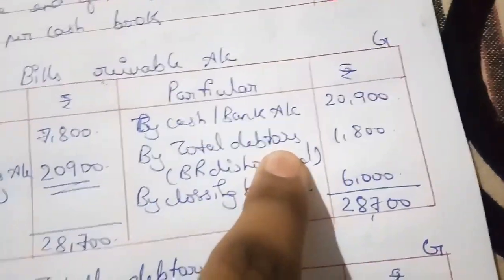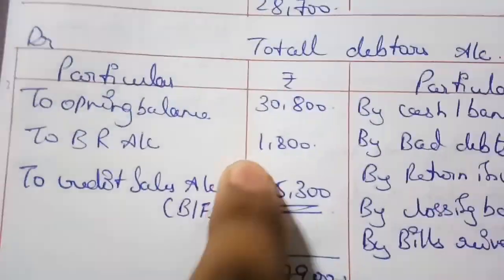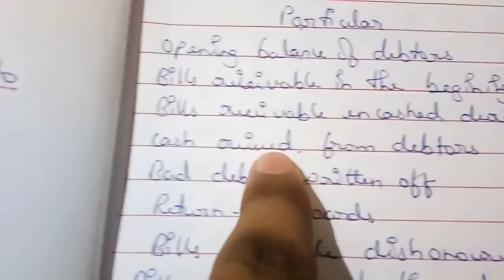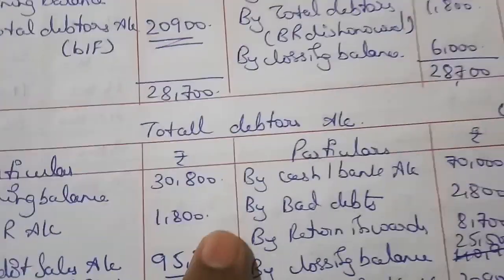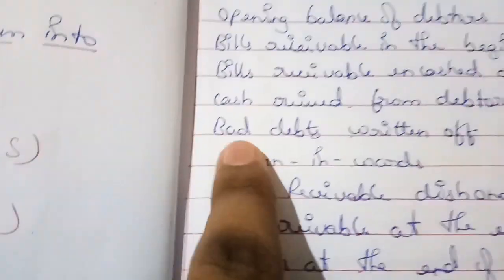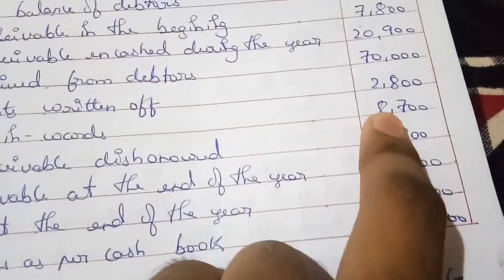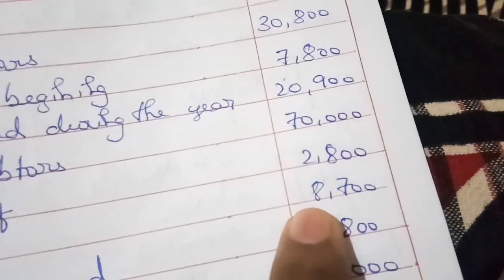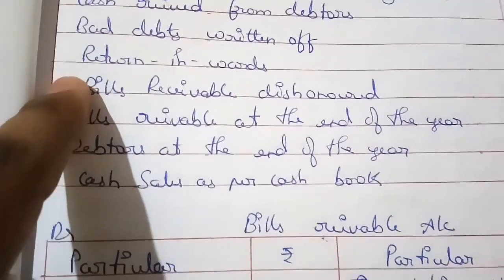So we have written total debtors. This amount has been transferred here. Next we have by cash and bank, that is cash received from debtors, that is 70,000. Okay, and by bad debts, same here only. By bad debts written off, that is 2,800, and we have written sales returns inwards. Inwards means the sales which were done that have been returned, 8,700, and this we have noted down.